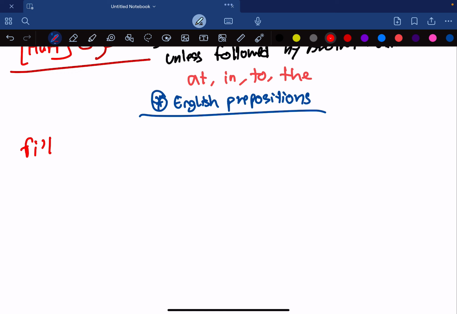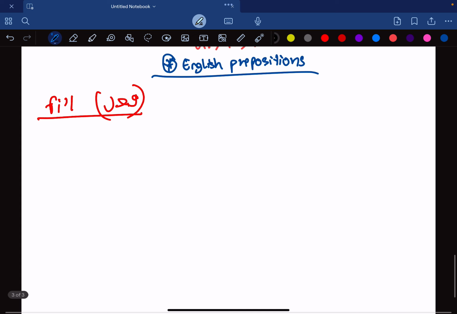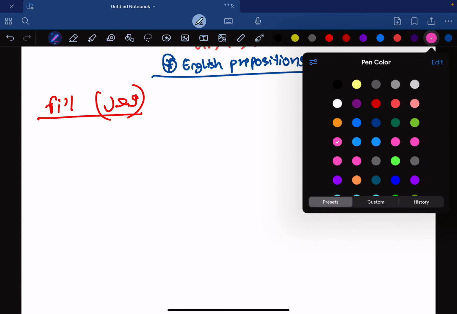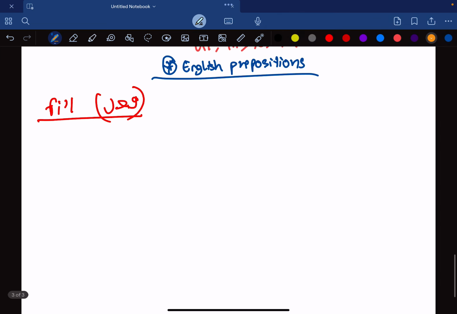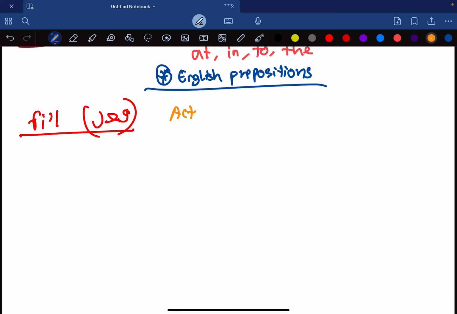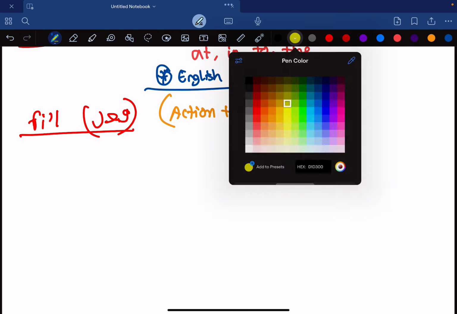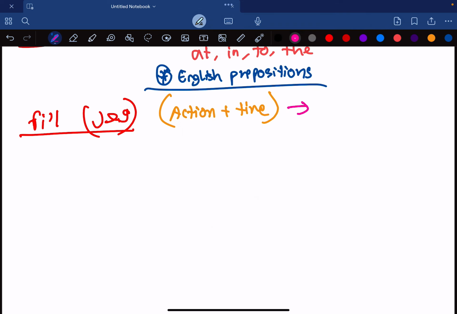Next, fi'l. Terrible handwriting. I'm not in the mood. As long as you guys can understand, it's all good. Note this. Take your notebook, bring out your notebook, note every single thing I'm doing here. These are very important, and if you don't, these things will come back and bite you. Action plus time. Now, if you've been to elementary school, or if you know basic English, what does it sound like? It sounds like verb, and it is verb. It's a type of verb.